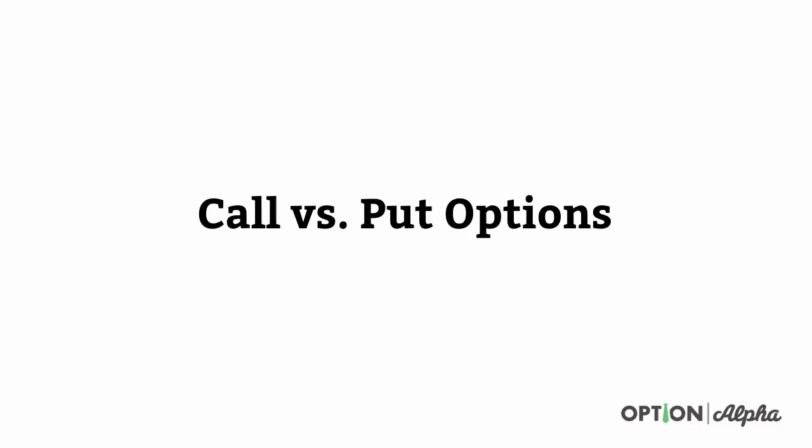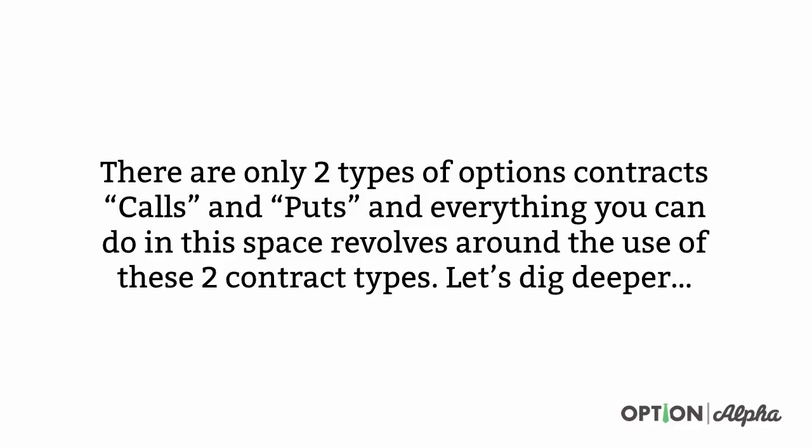And again, I think this is really important that you take the time as you're early in your options trading career, or if you're new to options trading, that you really understand the differences between these two, because these are the building blocks for everything that we can do as a trader. So again, there's only two types of options contracts. We've got calls and puts, and everything that you can do in this space revolves around the use of these two contract types. So let's dig a little bit deeper.